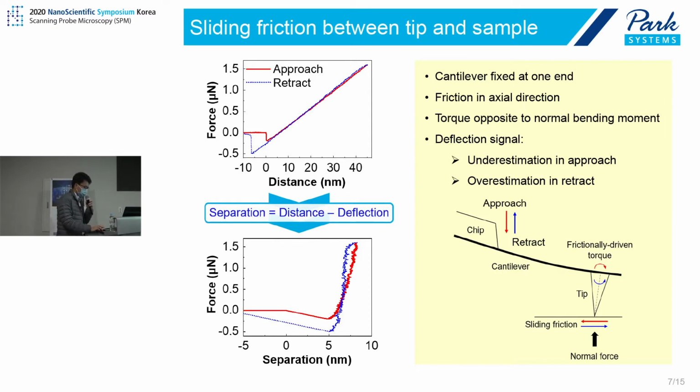The friction in the axial direction during approach and retraction can cause a torque that opposes the normal bending moment of the cantilever. As a result, the deflection signal from the photodetector is underestimated in the approach and overestimated in the retraction. Also, I should note that in AFM, the force distance curve is converted into the force separation curve by subtracting the cantilever deflection from the distance. As a result, the hysteresis between approach and retraction is propagated due to this data conversion.